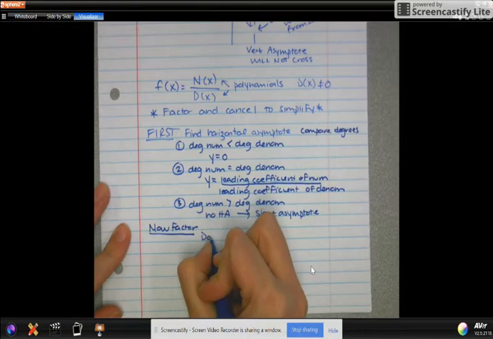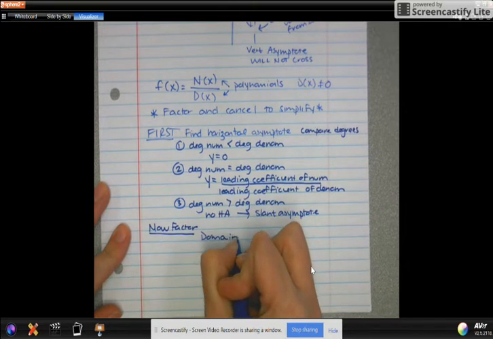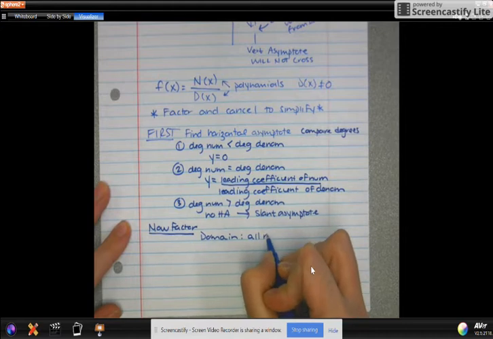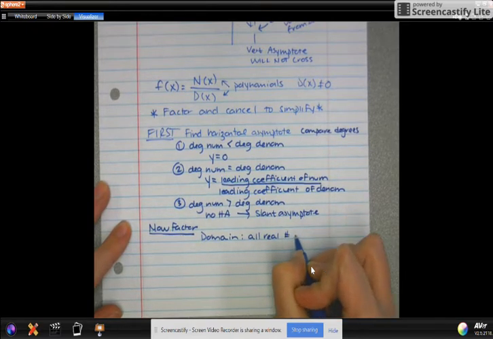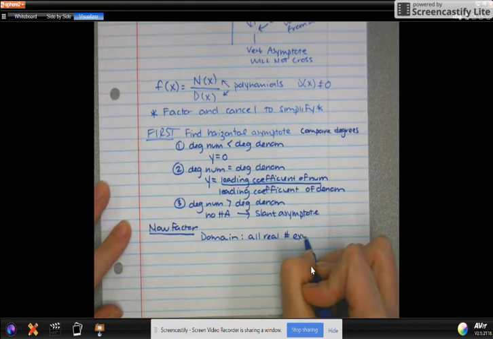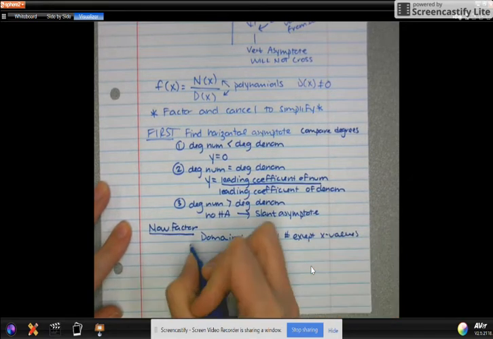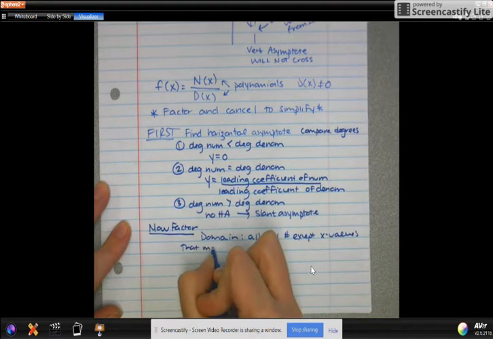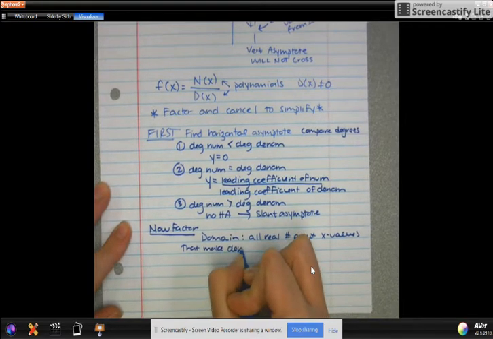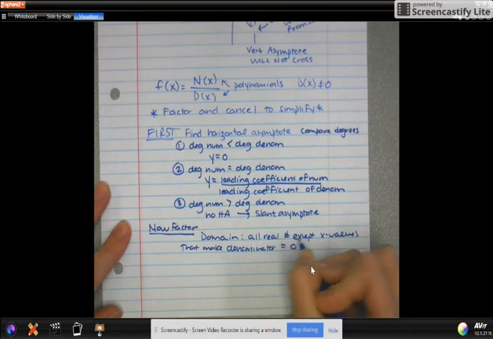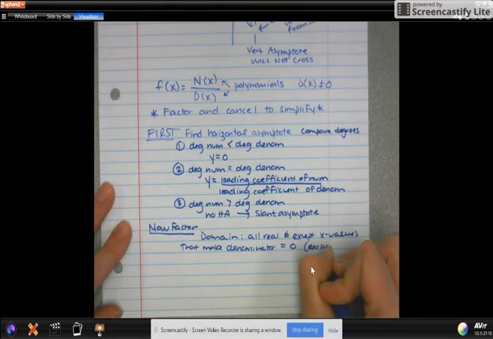So the first thing you're going to want to pick out is the domain. The domain is all real numbers except x values that make the denominator equal to 0. And these are the excluded values that we've talked about.